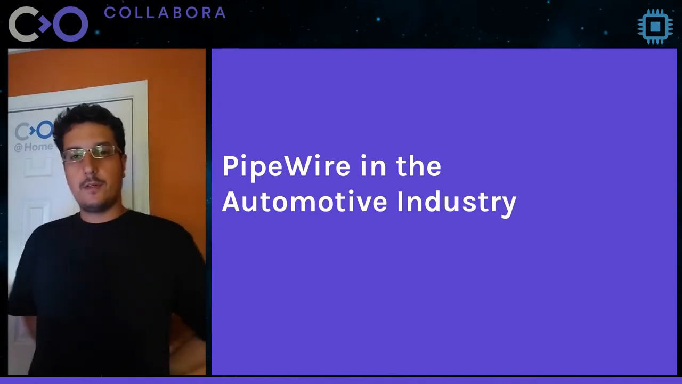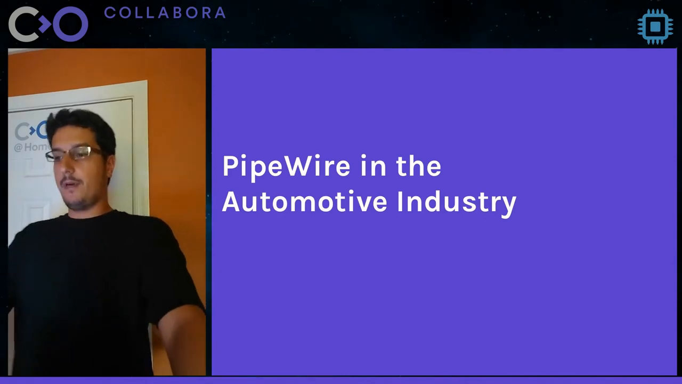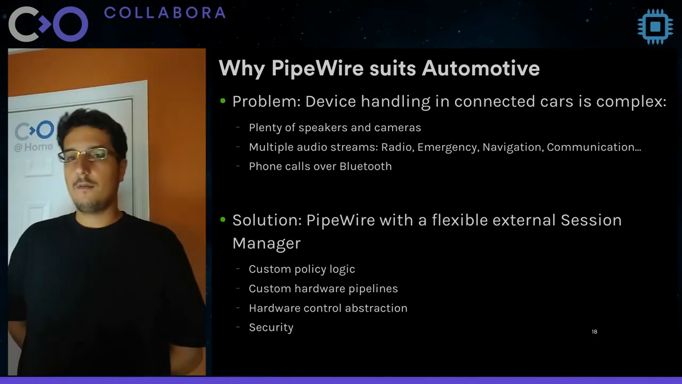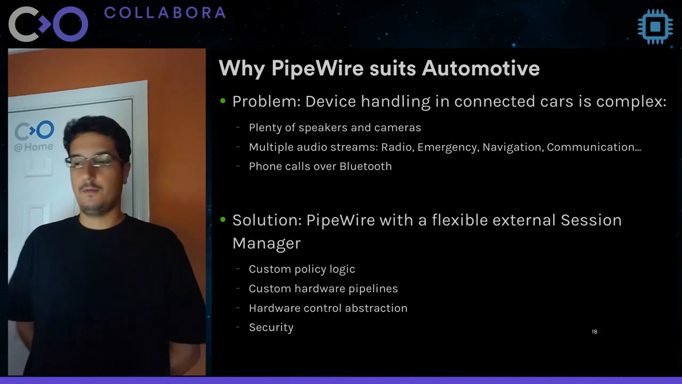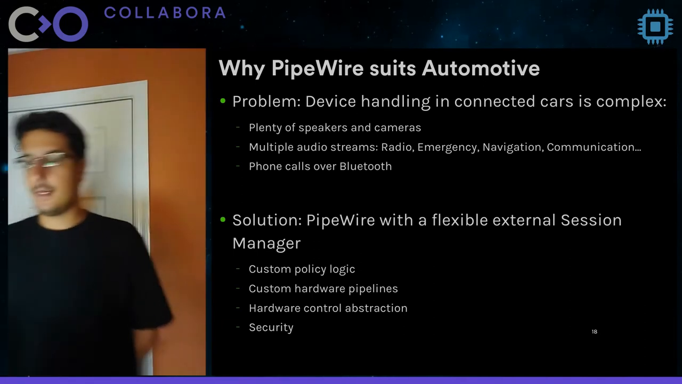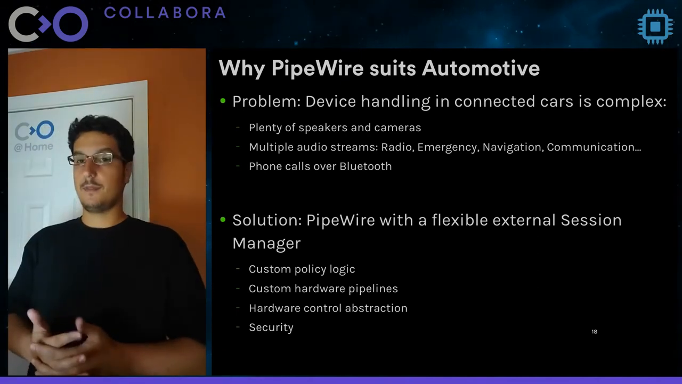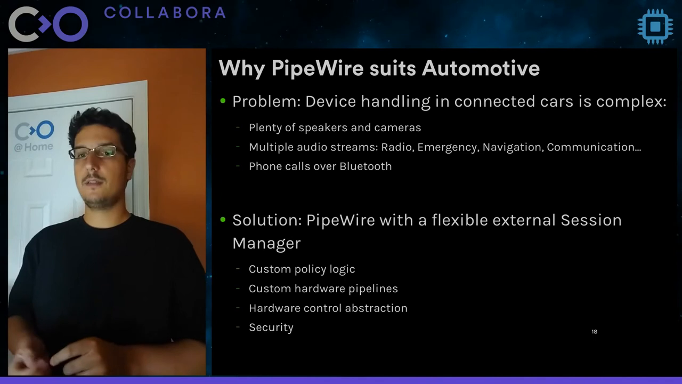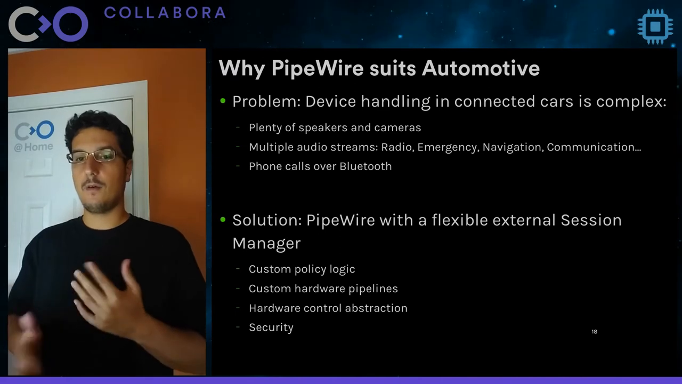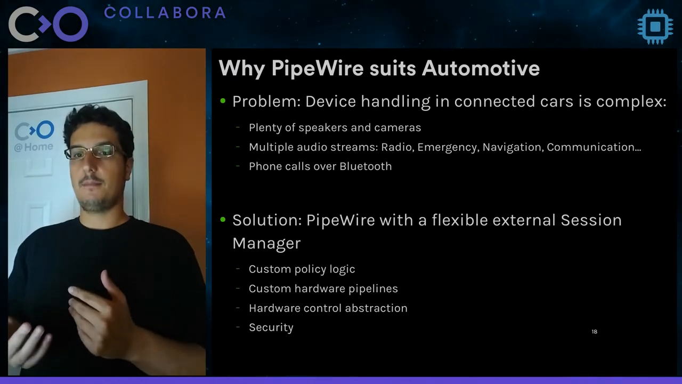Okay, so that was the first part of the talk, and now I'm going to move on to the PipeWire in the automotive industry section. So, why does PipeWire suit the automotive world so well? Well, the current problem is that device handling in connected cars is complex because cars have a lot of multimedia devices. You know, cars have a lot of cameras, they have a lot of speakers, and on top of that, all of them can work at the same time. And also different streams can play audio at the same time.